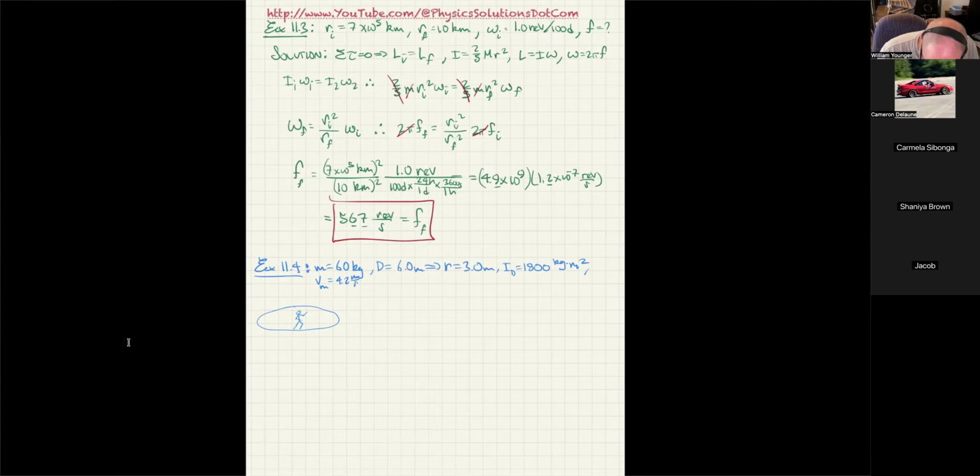So what we're imagining is this person's running at 4.2 meters per second that way, and that's going to cause the rotation of the disk to go that way. So it's actually going to rotate the opposite way. And we're asked to calculate the angular velocity of the platform. So we're asked to find omega d equals question mark. Solution.